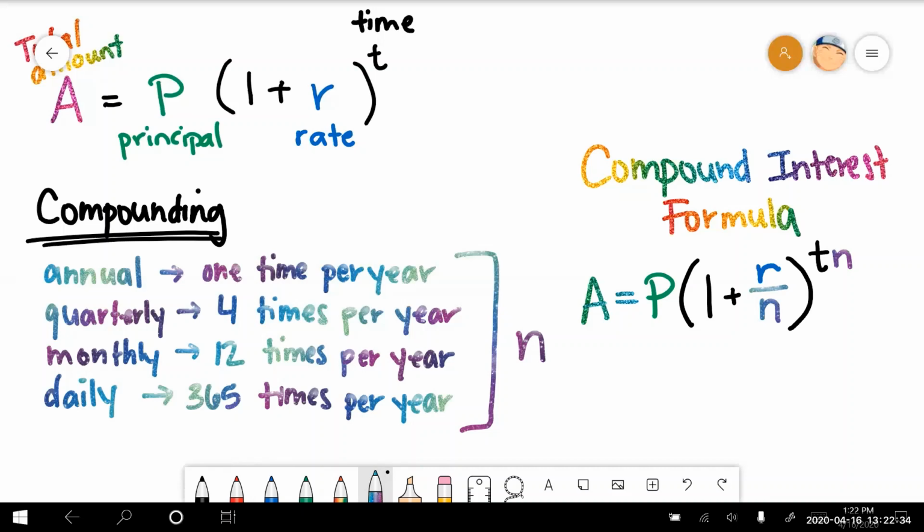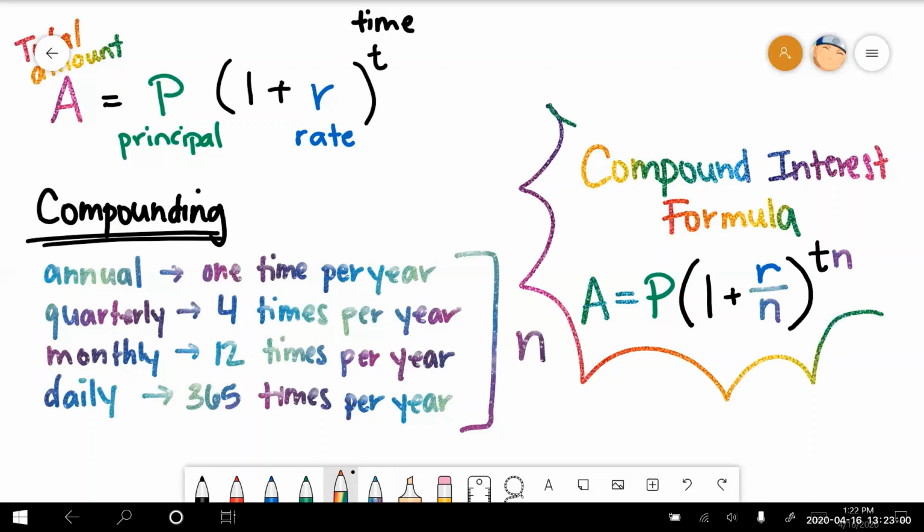So if I'm getting bank statements, every time they compound my interest, I would get a statement, for example, quarterly, I'd get it 4 times a year. And if I have that going on for 4 years, I'd get 16 statements. So that might be one way that you remember to multiply t times n. Okay, and so this is the formula that we're going to be focusing on as we move forward with financial models.